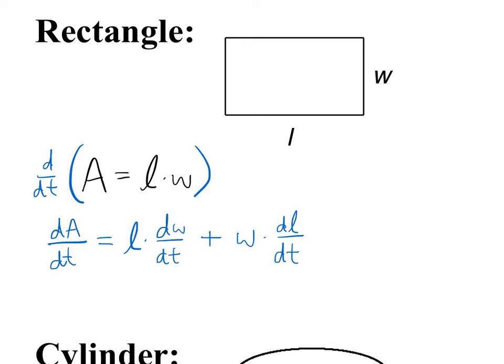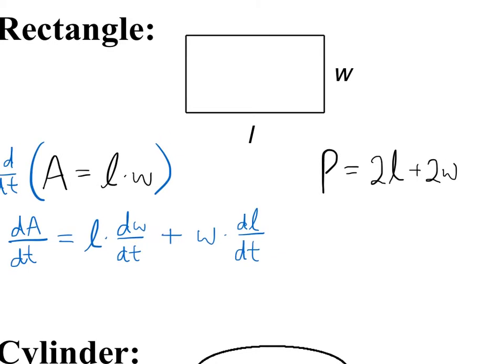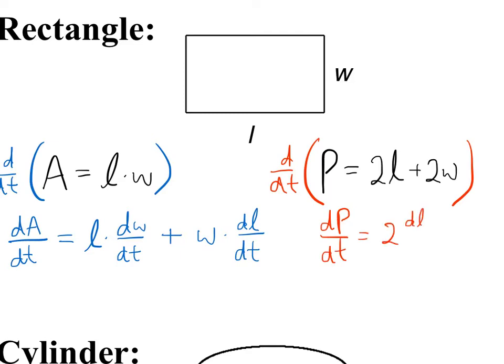Now what about for the perimeter of a rectangle? This one will actually be pretty darn easy. Perimeter of a rectangle is simply 2 times the length plus 2 times the width. So if I said take the derivative of that with respect to time, we won't need the product rule this time. Simply we'll get dP/dt equals 2 times dL/dt plus 2 times dW/dt. So that one was simply just using each derivative individually. Nothing too complicated happens there.